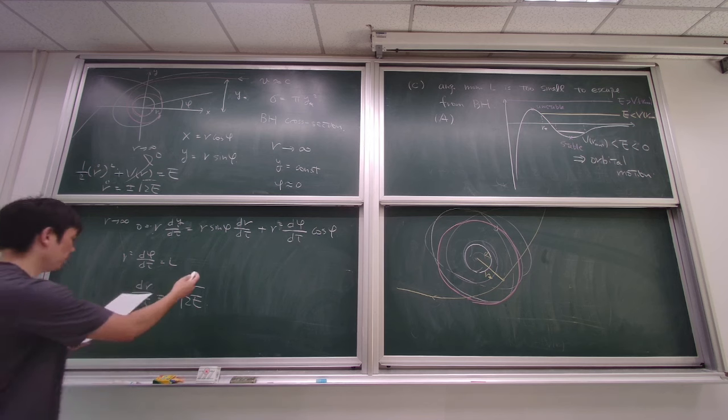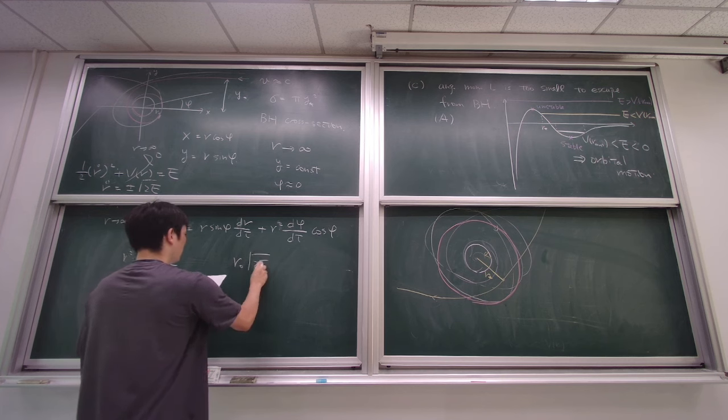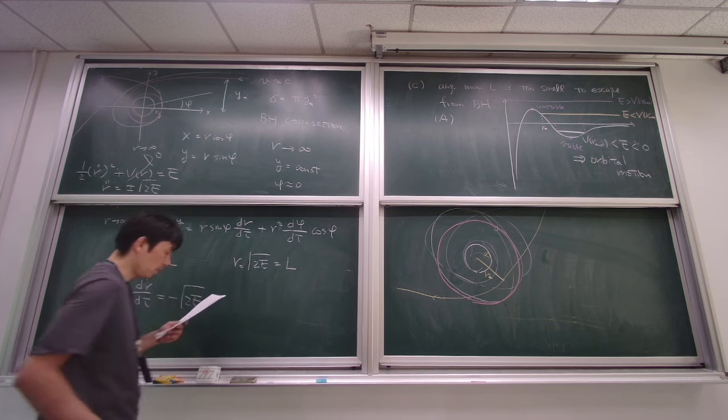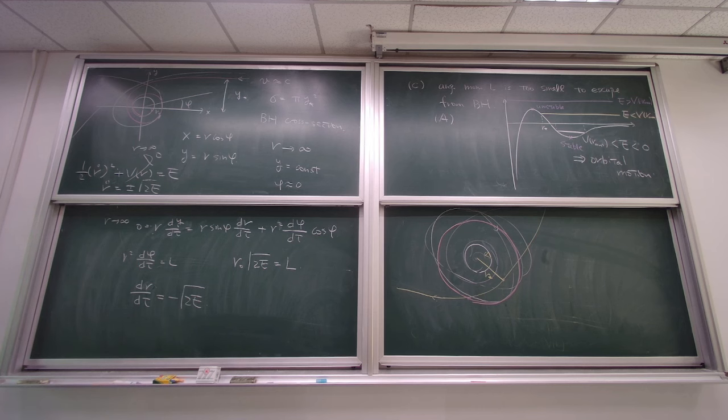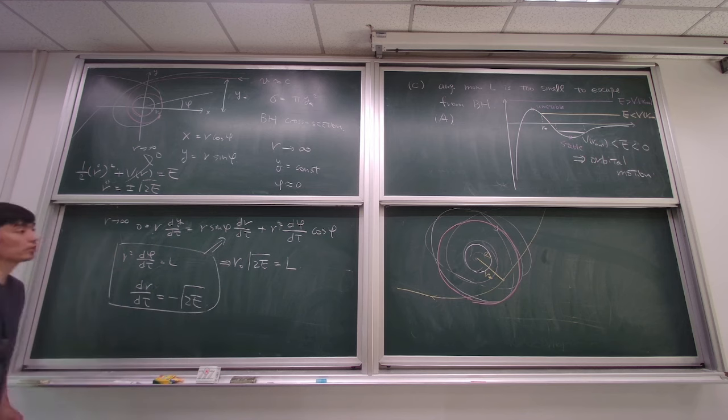So plug that into here, you get the R0 square root of E is equal to L. Okay. Fine. So I plug this one into here, then you get this. Is everything okay for you?